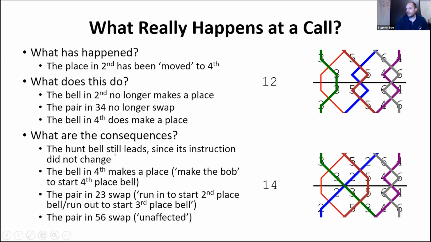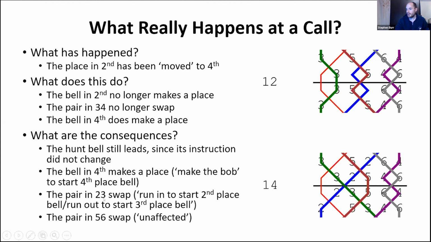And so therefore, what are the consequences of this? Well, the hunt bell still leads because its instruction, this 1, hasn't changed. The bell that's in fourth has to do this place. So this is what is called making the bob. This is where making the bob comes from. This 4 that's appeared in the notation forces this bell to make the bob there.